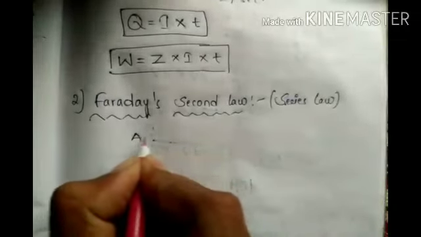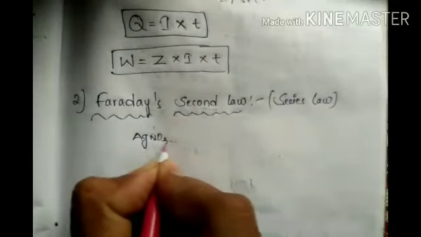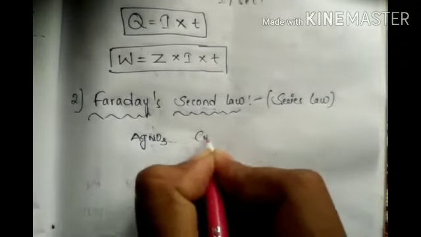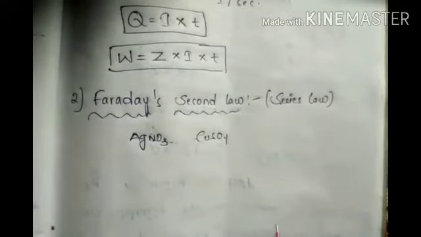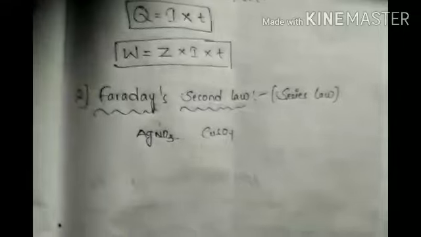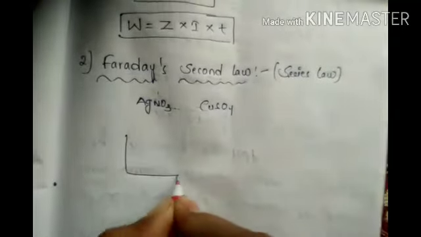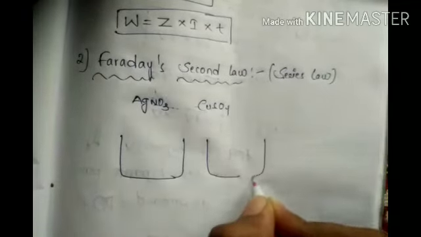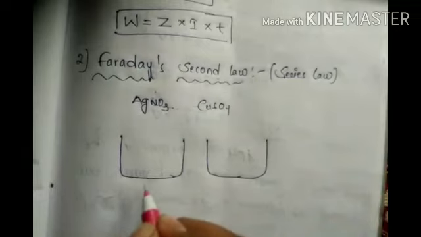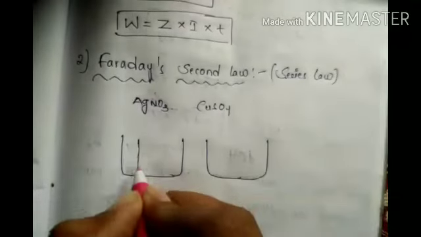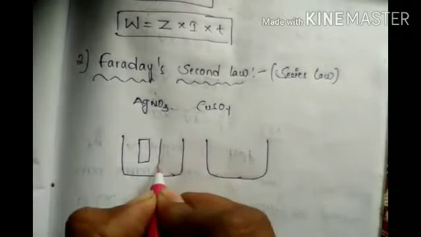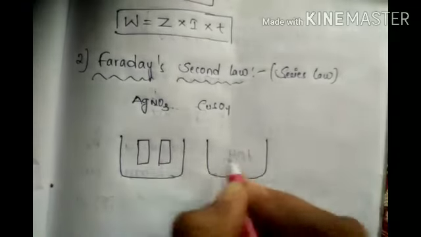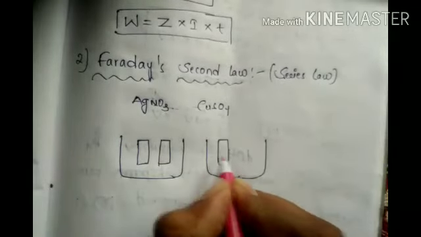For example, AgNO3 and CuSO4, both solutions we have taken, both connected in series. How are they connected in series? Take two beakers. Here is the AgNO3 solution. You take two electrodes. Here 2.